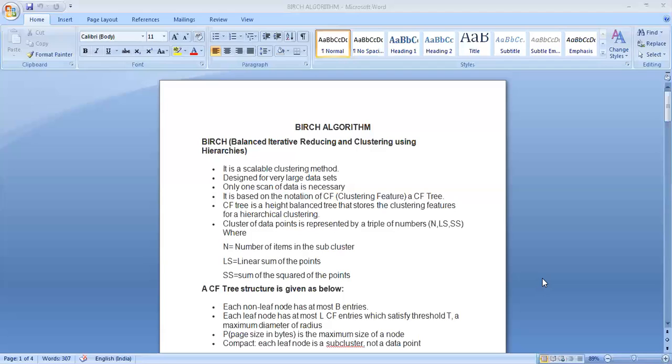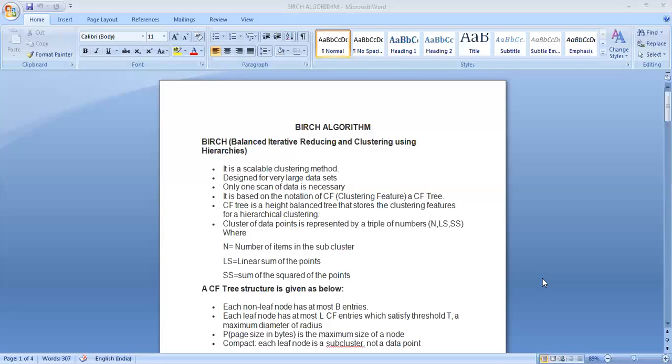Here SS is equal to the square sum of the x coordinates and the square sum of the y coordinates. These three variables are used to label the cluster. Through this, we can particularly label a particular cluster that is stored at the leaf nodes.